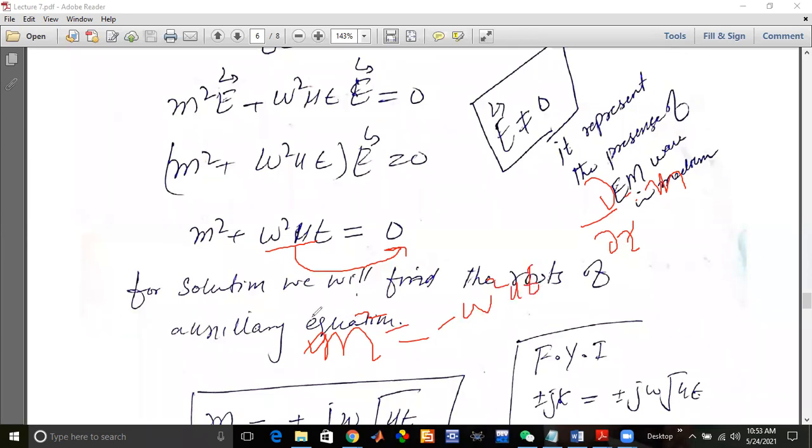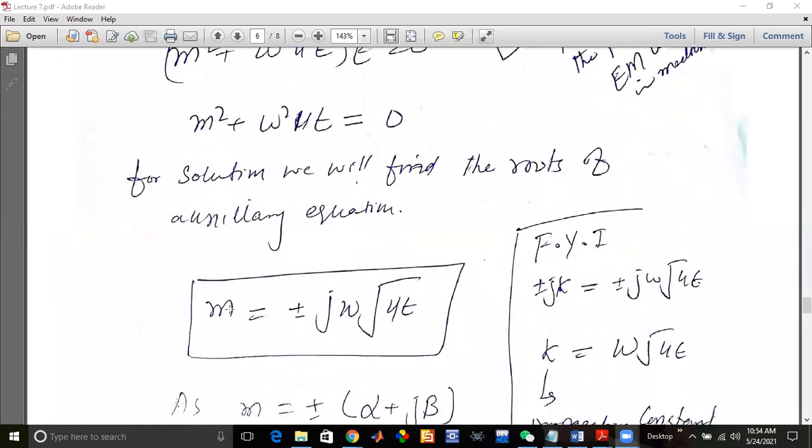If you want to calculate m, we will take the square root on both sides. And you know that when there is a minus value under the root, it gives j, the complex variable. So m is equal to plus minus j omega, and these two quantities, mu and epsilon, cannot come out of the square root. So we get this equation: m is equal to plus minus j omega square root of mu epsilon.